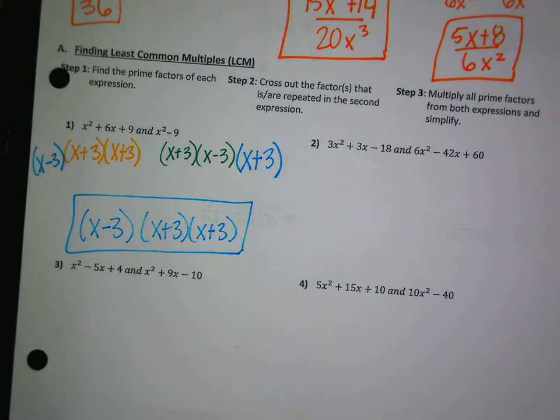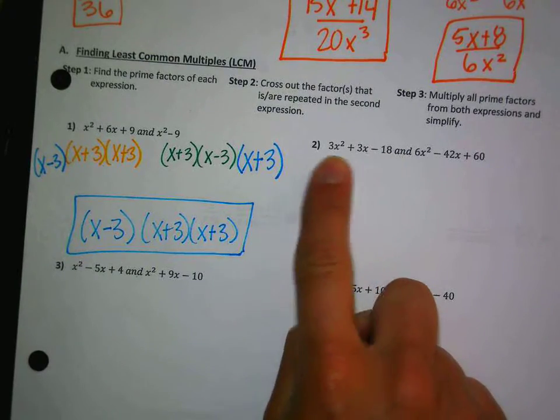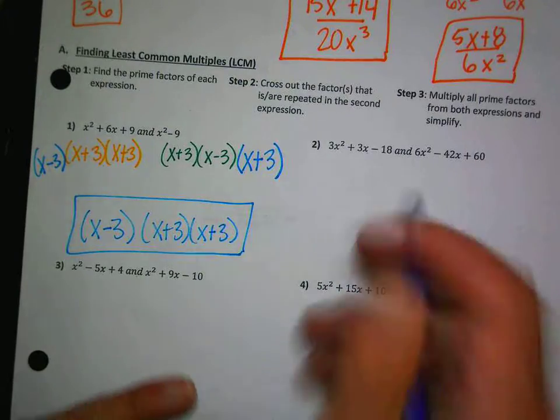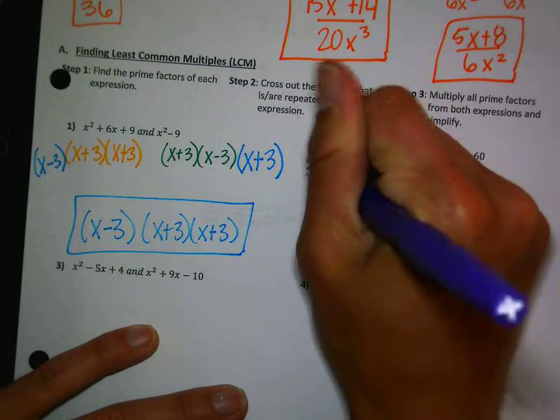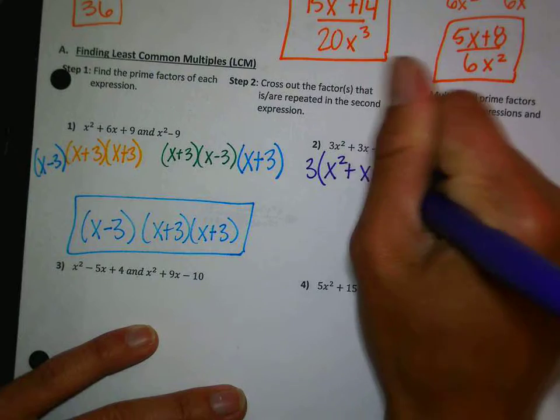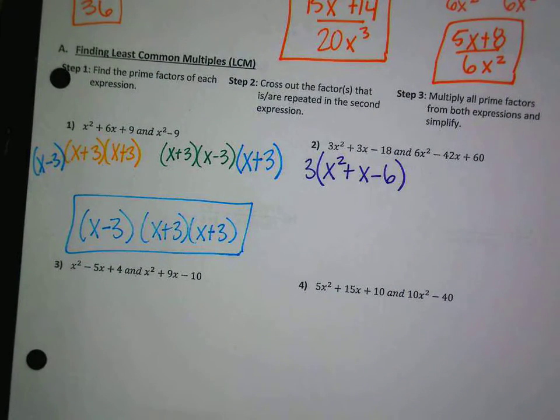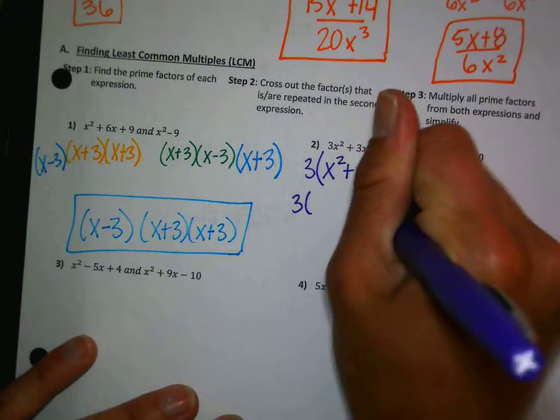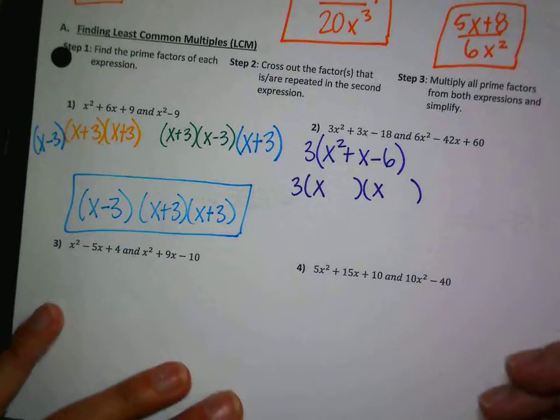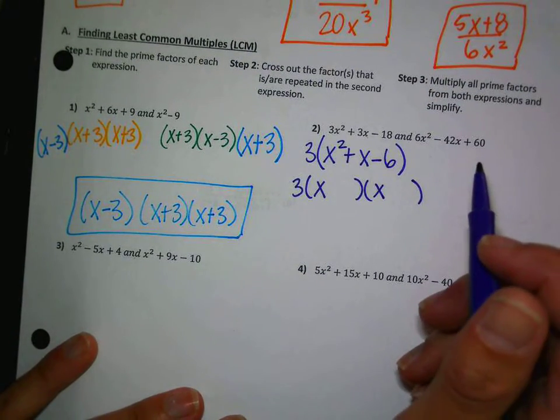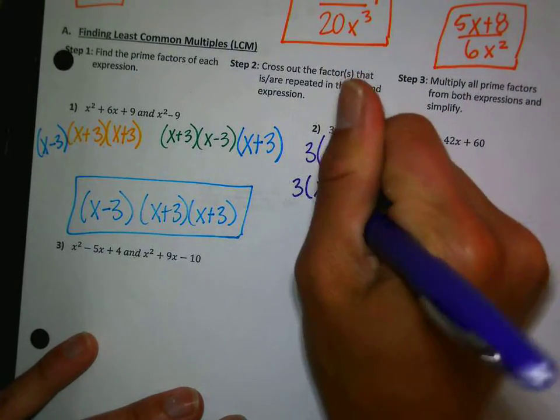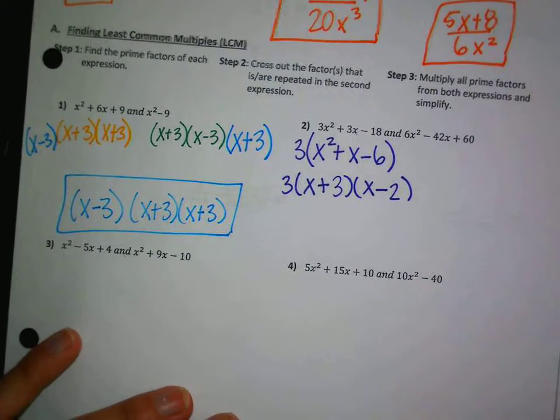Okay, on number 2, we have to factor. What do you notice about this guy right here? Right, you can divide a 3 out. So we're going to take a 3 out. X squared plus x minus 6. All right, so it multiplies to give you negative 6, adds to give you 1. Yeah, 3 and a 2. Positive 3, minus 2.